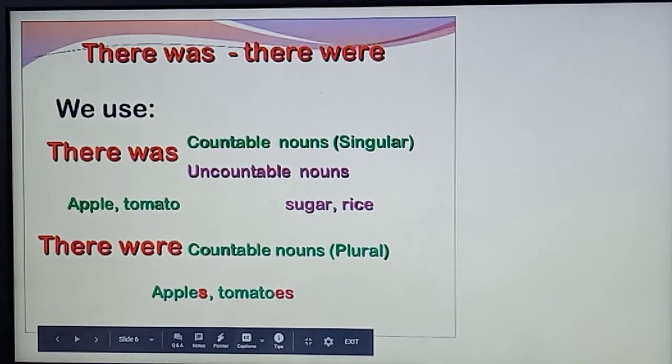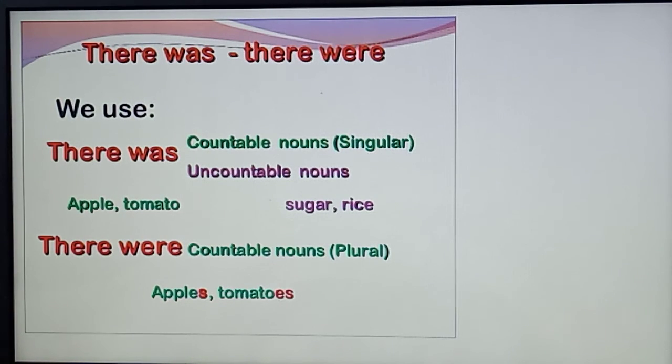Next, there was and there were. We use there was with countable nouns which are singular, and you can also use uncountable nouns. So, apple, tomato. There was an apple. There was a tomato. Next, there were. You're going to only use this for plural countable nouns. So for example, there were apples. There were tomatoes.